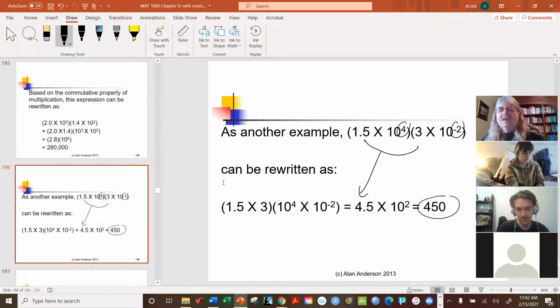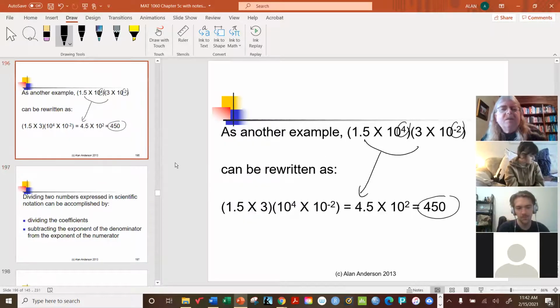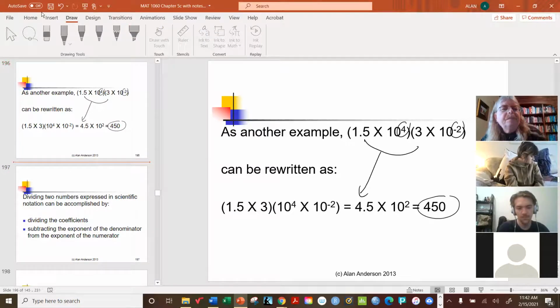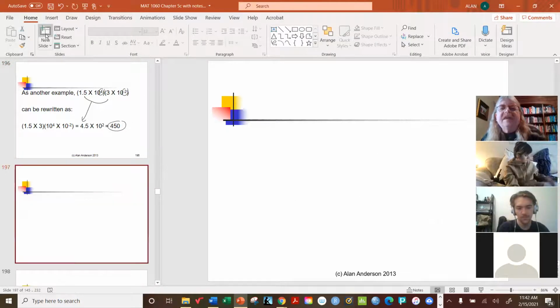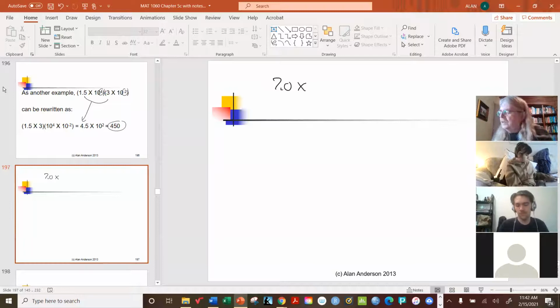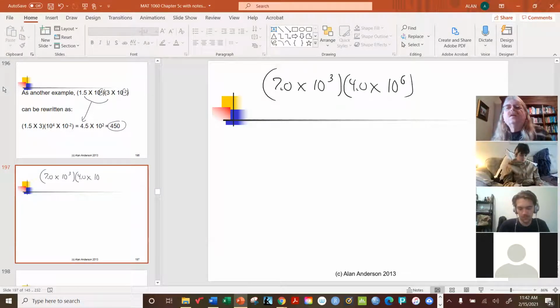Well, now I do want to show you another example that you might encounter where there's an extra complication involved. Let's try this one. 7.0 times 10 cubed is multiplied by 4.0 times 10 to the sixth. Now, when you multiply these two together, you're going to get 28, and then you're going to get 10 to the ninth power. There's just one problem.